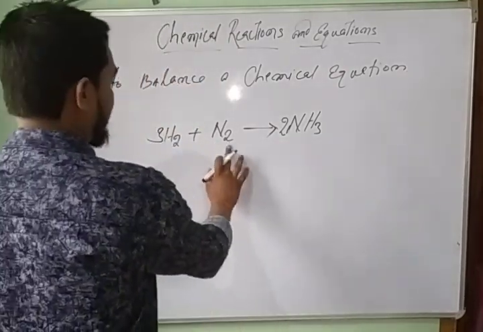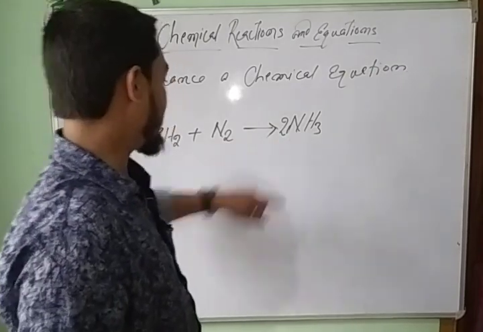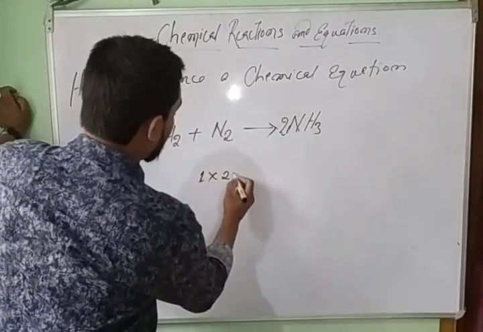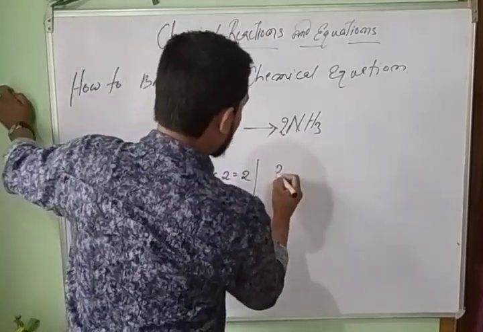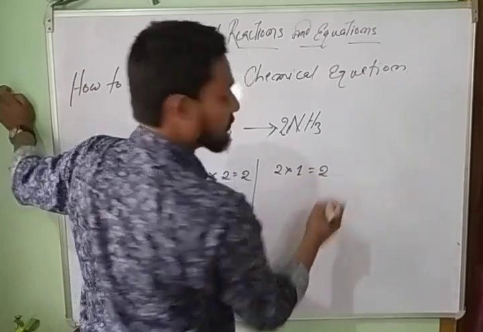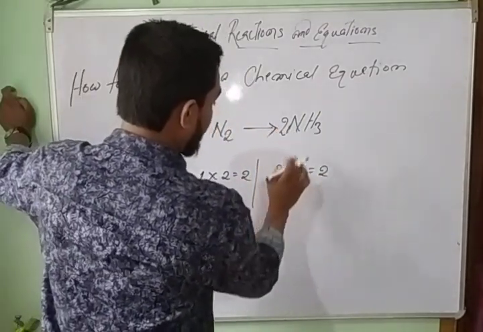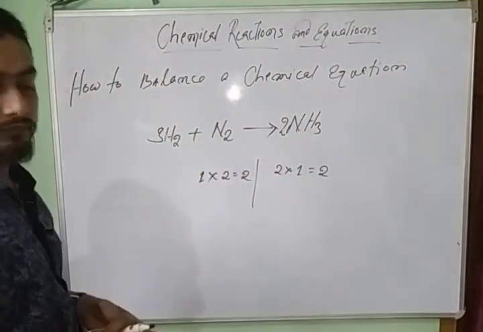Now come to the next one. There is nitrogen. Here the number of nitrogen is 2. Here also the number of nitrogen is 2. This is 2 this way: 1 into 2 is 2. And here it is 2 this way: 2 into 1, that is 2. Right? Number of nitrogen is 2.